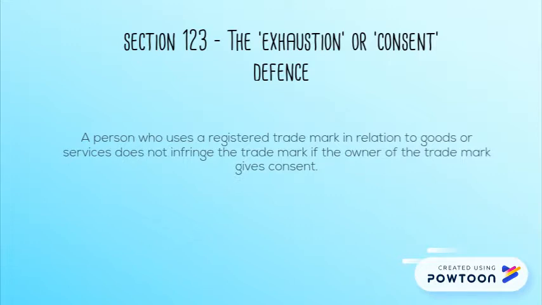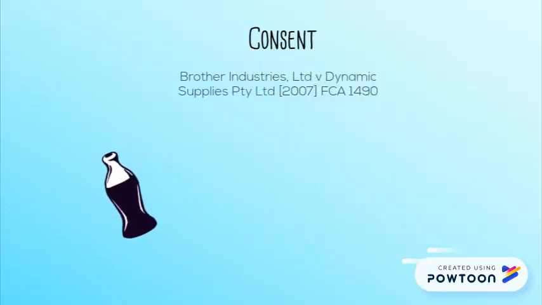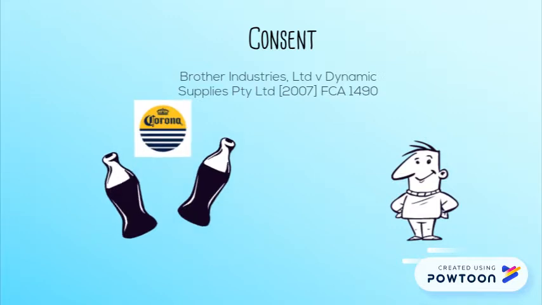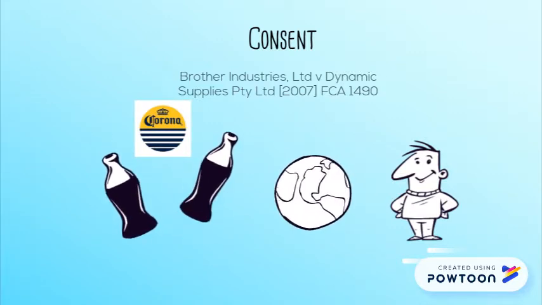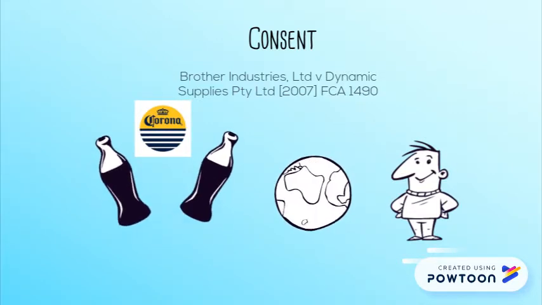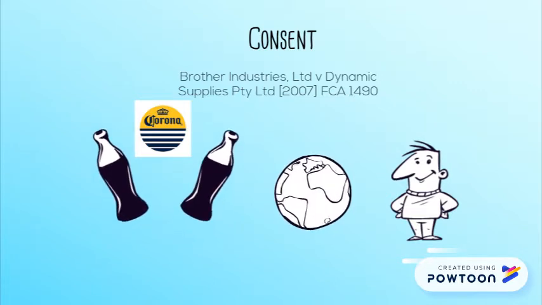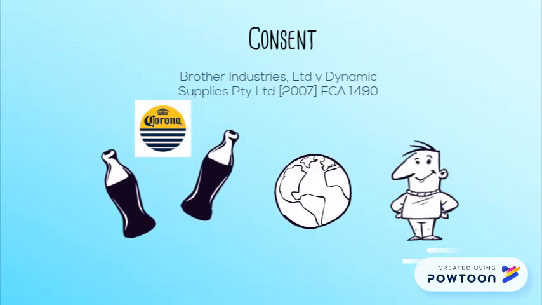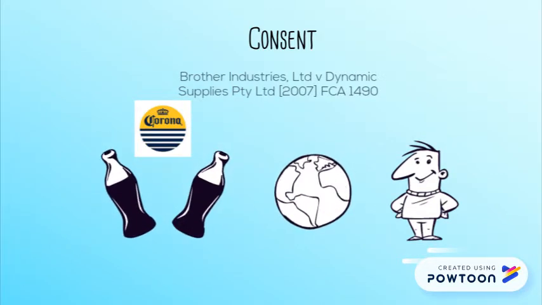Now we have to look at what constitutes consent. Consent can range from acquiescence, that is, a tacit agreement, through to active permission. For example, if you're a business owner selling imported Corona products, you do not need to fly to Mexico to the Corona headquarters to receive express permission to sell this product. As long as the logo is attached to the product, it is deemed that you have Corona's permission, and therefore have not infringed their trademark.